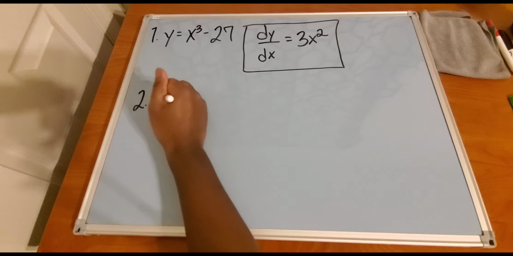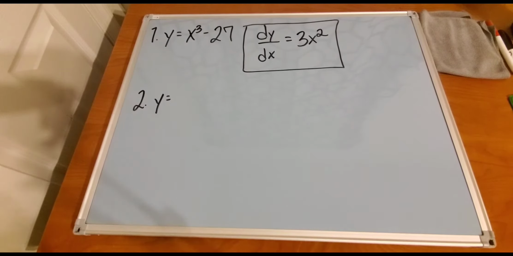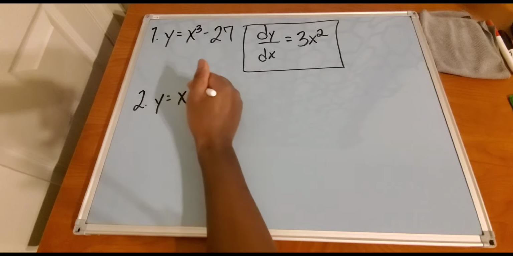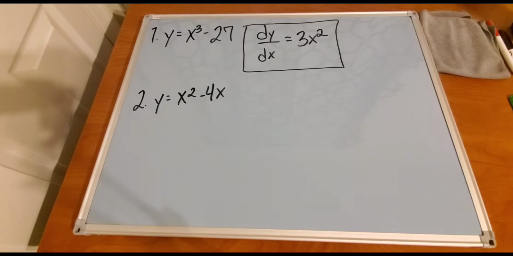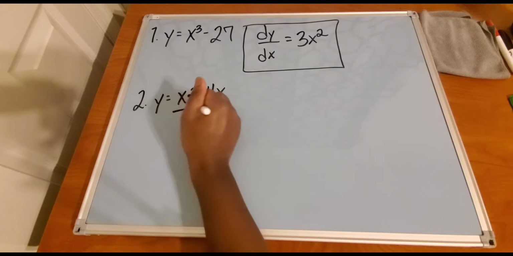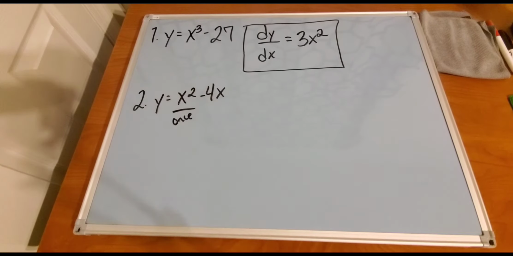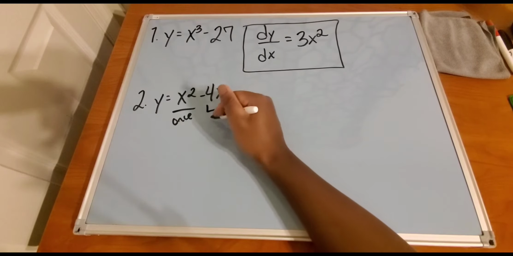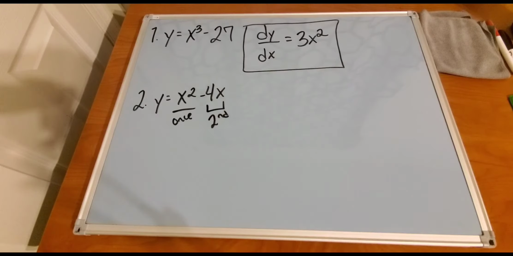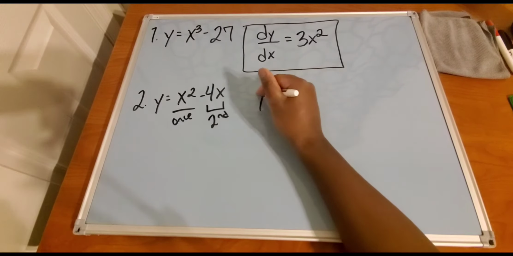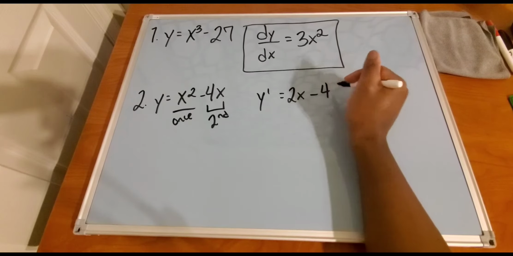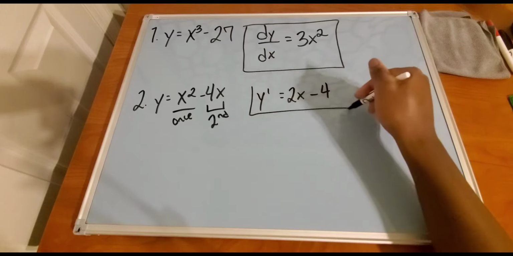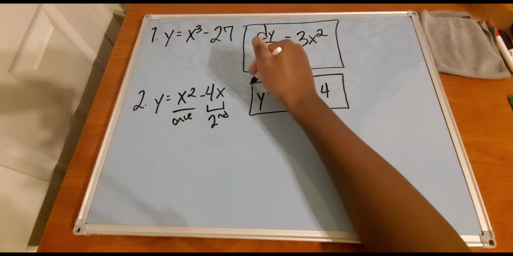Our second question. We have y is equal to x squared minus 4x. So this is also a product rule, but we'll use product rule twice. We will use the product rule once here, and we will use it again here. This will be the second time we use it. So we can say that our first derivative is equal to 2x minus 4. And that is our answer for question number 2.